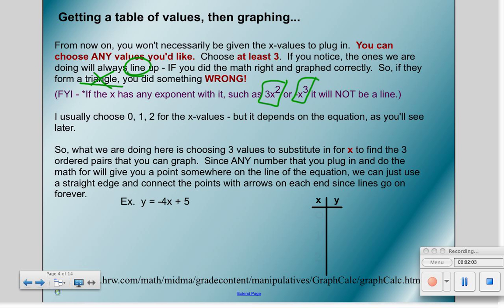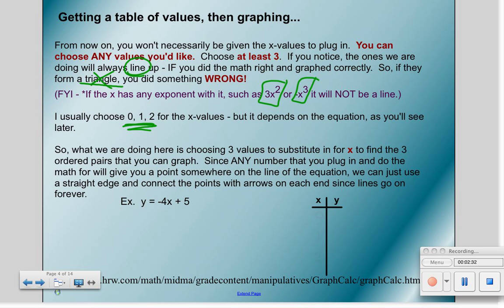Okay? All right, so here's what I do. I usually choose the values 0, 1, and 2. Some people pick -1, 0, 1. It doesn't matter, okay? It's totally up to you. I like to pick 0, 1, and 2. 0 is easy because anything times 0 is 0. The other numbers are up to you. You want to make sure that it fits on your graph, so that's one thing to keep in mind. Okay, so later you'll see we might choose different numbers, but for right now, I would just always choose 0, 1, and 2.